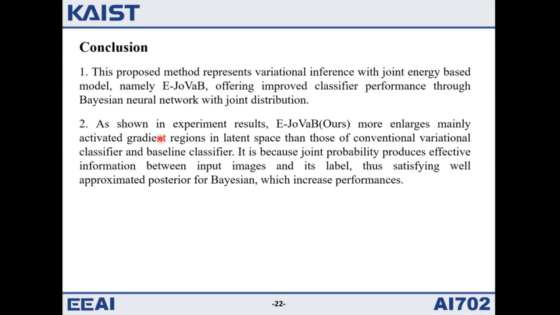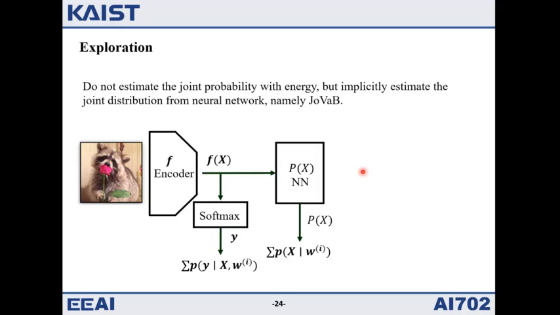Second, as shown in the experiment, E-JoVaB enlarges the mainly activated gradient regions in latent space more than those of the conventional variational classifier and baseline classifier. It is because the joint probability produces effective information between input images and their labels, thus satisfying a well-approximated posterior for Bayesian inference, which increases performance. Exploration.